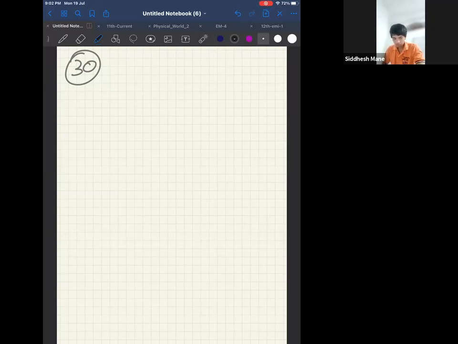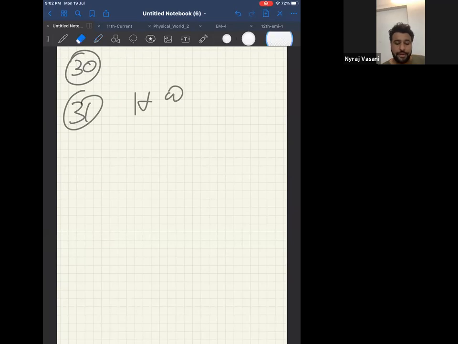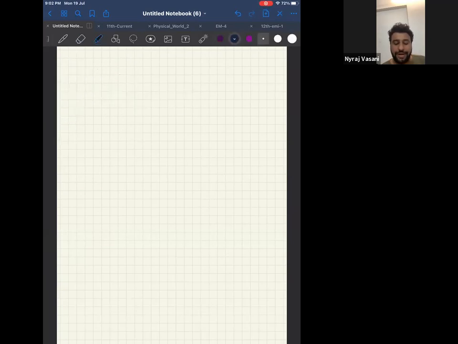31 is your homework. 31 is your homework. 32, leave it. 33. Actually important for NEET also. Very common question in NEET. 33rd one. It's a direct formula equation. Start. Question number 33.